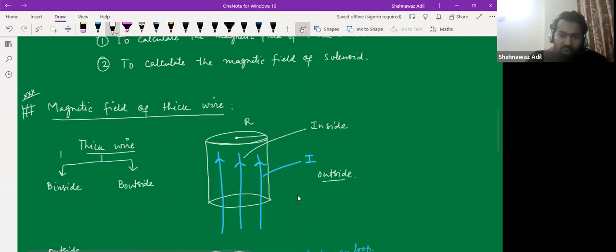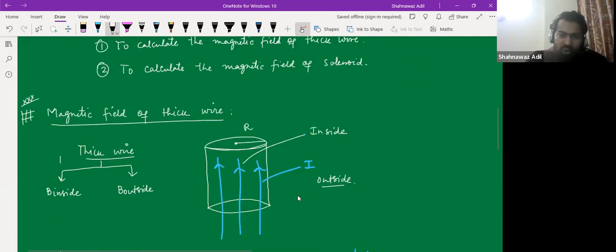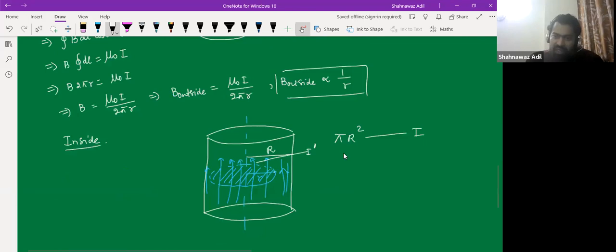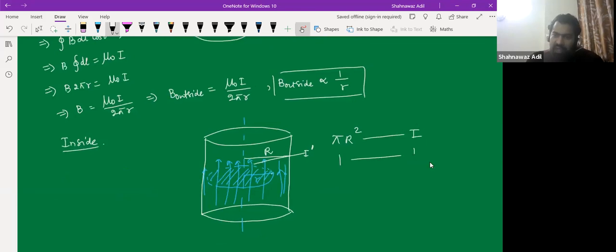So now we have to calculate the current through what region? Let's say if I calculate in unit area, that would be I by pi r square. And in what region do I have to calculate the current?